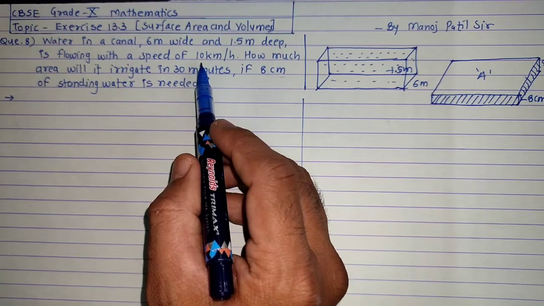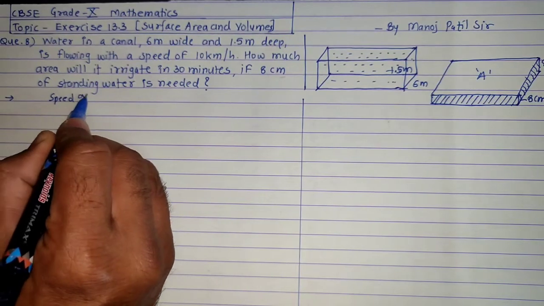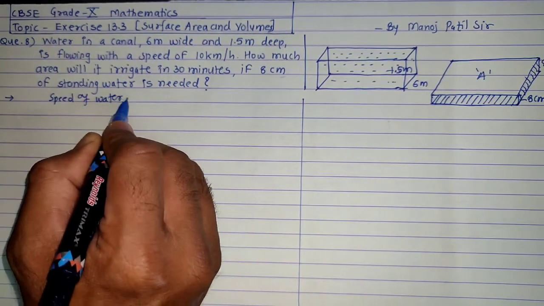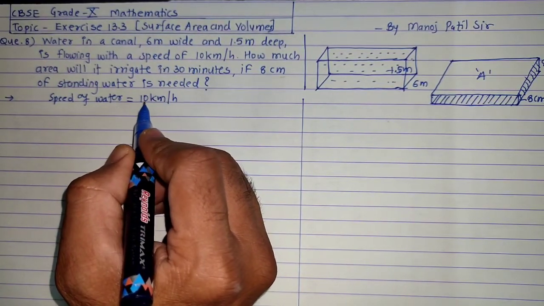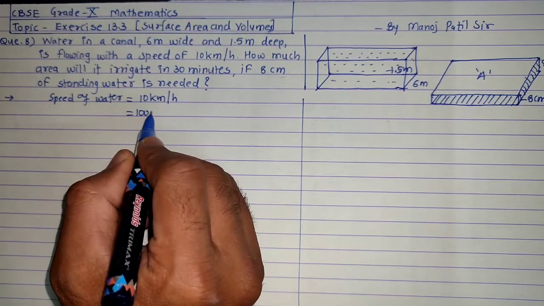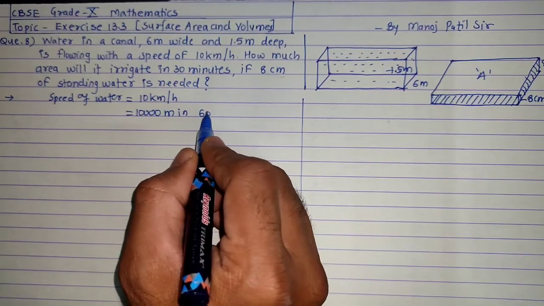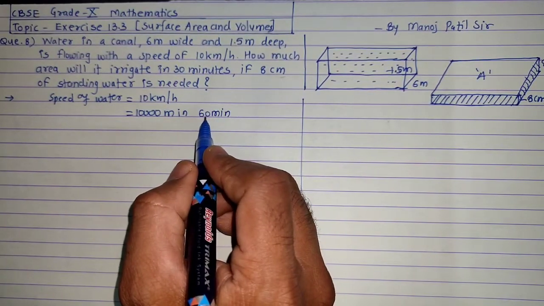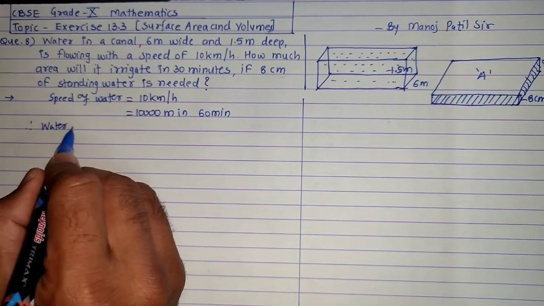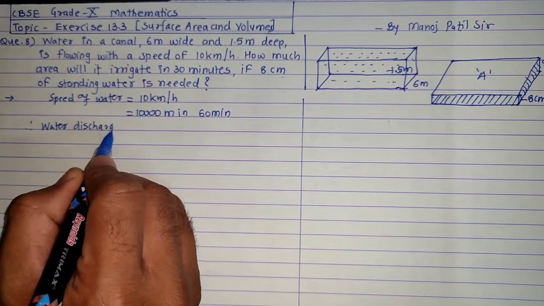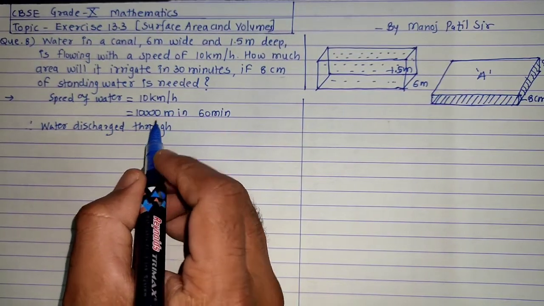So here it is given in kilometer per hour. So the speed of water equals 10 kilometer per hour, that is, we can say 10 multiplied by 1000, that is 10,000 meter in 60 minutes. So here we want to find the water discharge through the canal in 30 minutes.